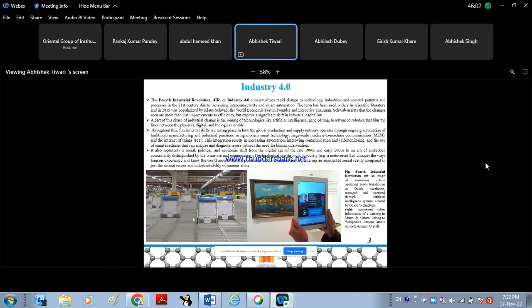On the left side, we can see an image of warehouse robots operating goods logistics in an Ocado warehouse, managed and operated through AI systems created by Ocado Technology. And on the right side, we can see augmented tablet information of a painting in the Museo de Mataró, linking to the Wikipedia Catalan article on Jordi Arenas. In fact, you can see that now Google has developed Google Lens.